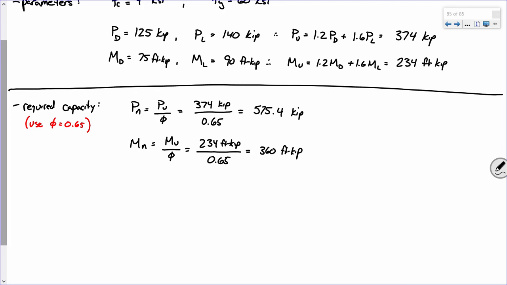Okay. Now, our section properties. What's Ag? The gross area of the column. Well, how would we compute it? No, that's the moment of inertia. I'm talking about just the area. No, well, we're just talking about the gross area.